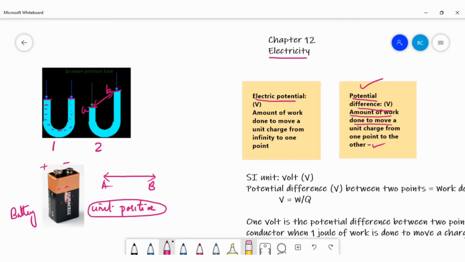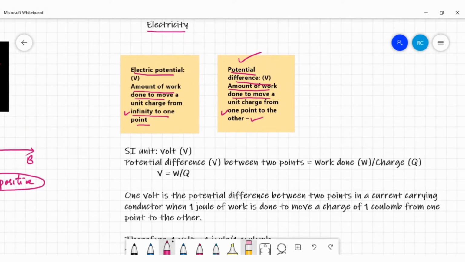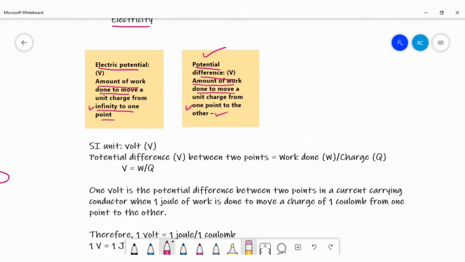But electric potential is also the amount of work done, but here we are considering that we are moving the unit charge from infinity to one point. So what is the difference between electric potential and potential difference? In both cases, it is the amount of work done. But in electric potential, we move the unit positive charge from infinity to one point, while in potential difference, it is the work done to move a unit charge from one point to the other point. This is the basic difference between electric potential and potential difference. In both cases the unit is the same, it is volt.